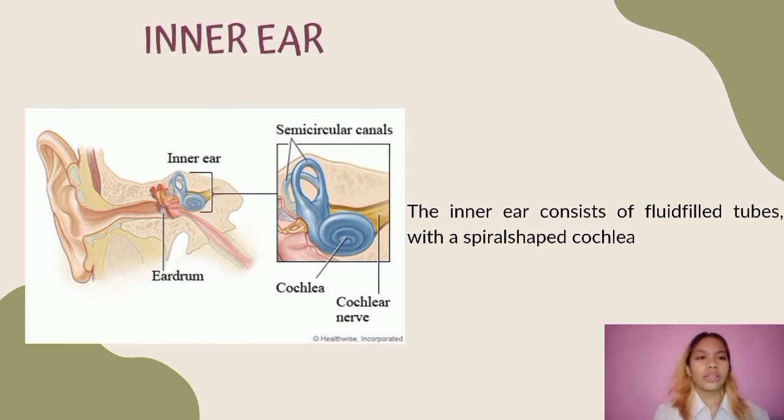In the ear part, it has 3 sections, which are the inner ear, middle ear, and the outer ear. The outer ear is the external portion of the ear. It consists of the pinna, the ear canal, and the eardrum.